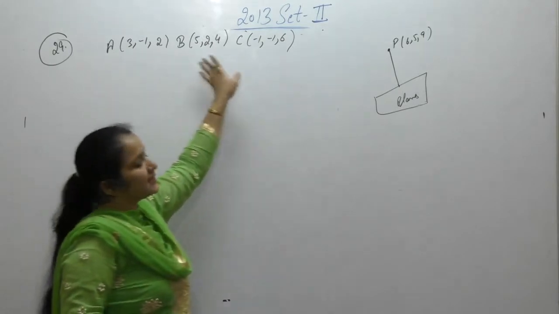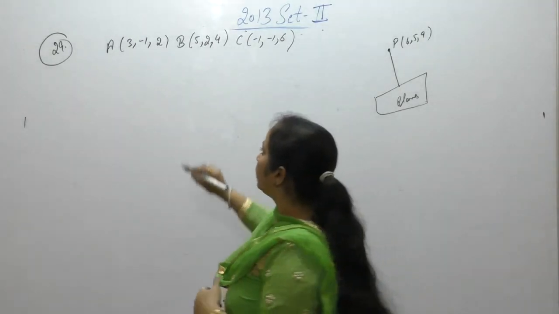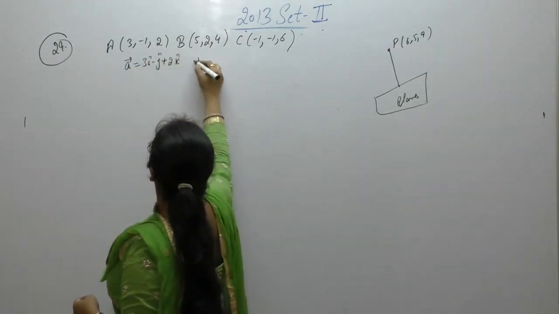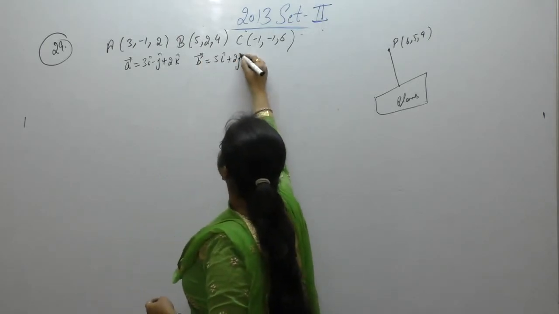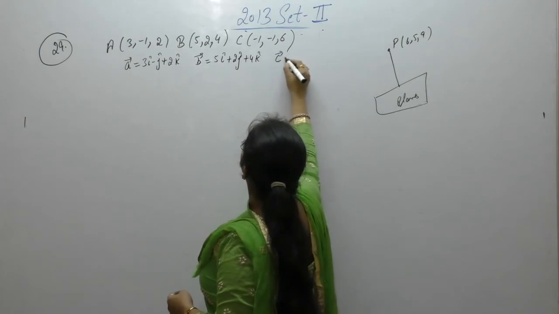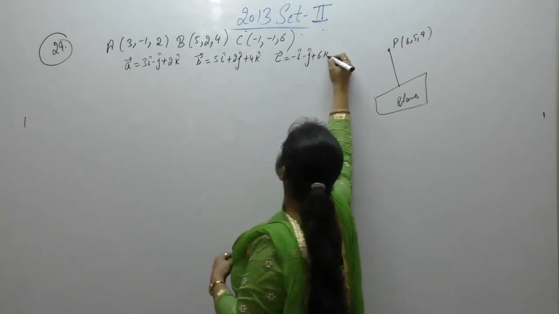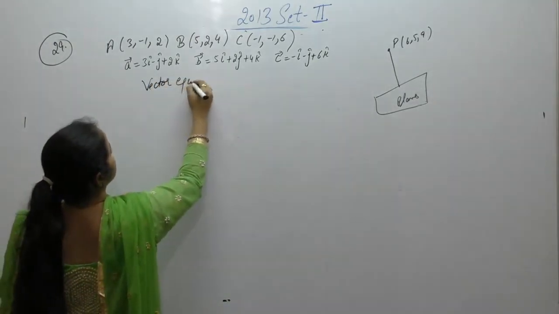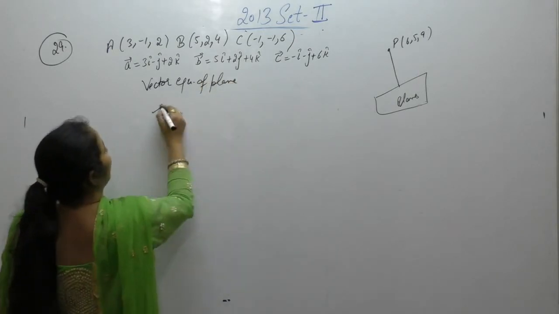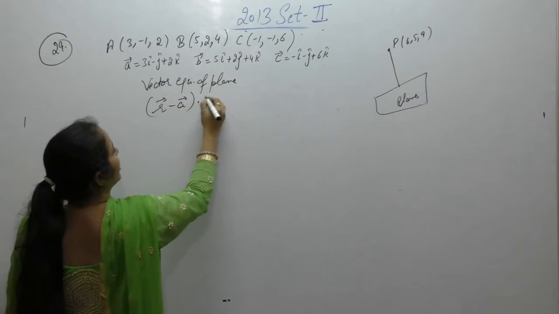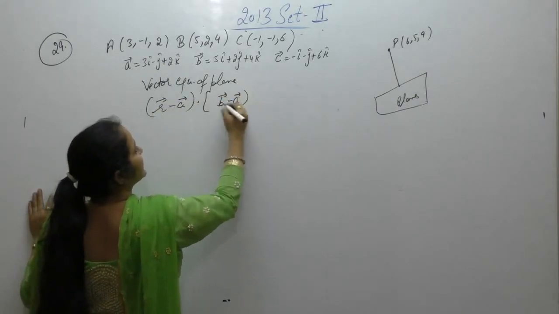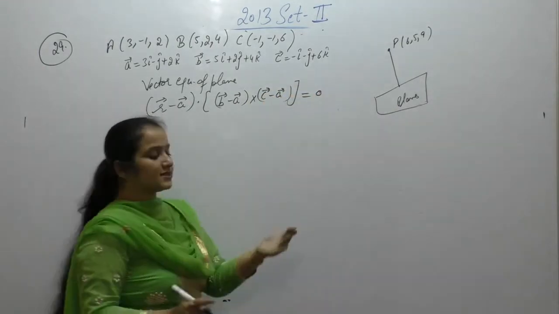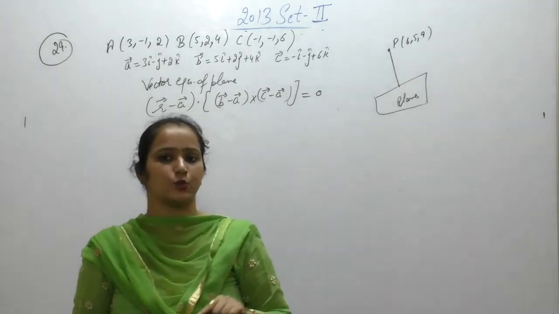First we have 3 points given to find the vector equation of a plane. Let this be A vector 3i minus j plus 2k, B vector as 5i plus 2j plus 4k, and C vector is -i minus j plus 6k. Now the vector equation of a plane passing through 3 points, what is that? (R vector minus A vector) dot product with (B vector minus A vector) cross (C vector minus A vector) is equal to 0. This is the general vector equation of a plane that passes through 3 points.